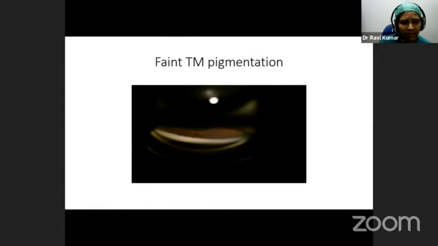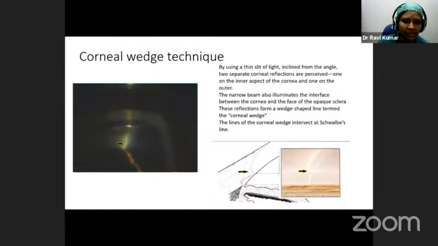But sometimes in young patients, we see this faint TM pigmentation, so we are not able to say if these angles are open or closed. In these situations, the corneal wedge technique helps. Here, we create a thin slit of light, which is maximally illuminated. And when the illumination is offset a little bit, that is inclined, we create two separate corneal reflections, the anterior and the posterior surface of the cornea, and they intersect at the Schwalbe's line.